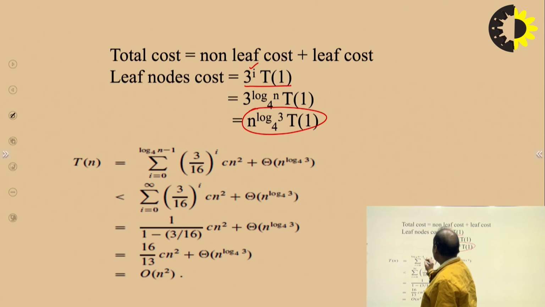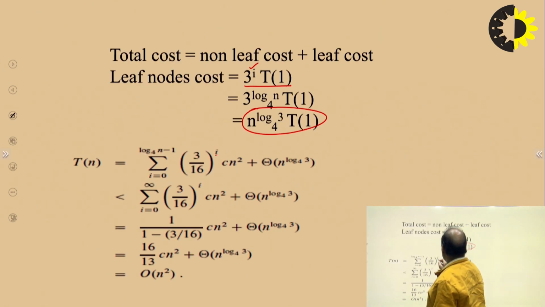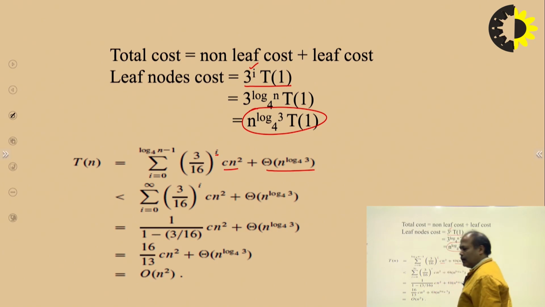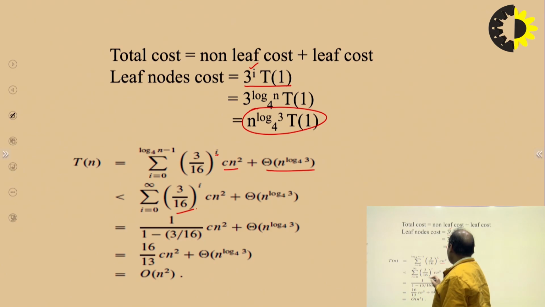0 to log n base 4, this is a geometric progression with ratio 3/16. So this is (3/16)^i cn² plus this. Actually, we are interested in finding the upper bound. So in order to get the upper bound, we just take it to infinity, so i ranges from 0 to infinity. And of course, this is a geometric progression.